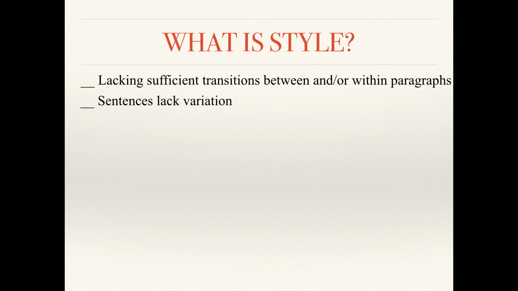You want to make sure that there are sufficient transitions between and within paragraphs, so your ideas are not choppy, they flow smoothly from one point to the next, both within and between the paragraphs. Your diction or word choice should be varied. If you're repeating the same word over and over again, you want to make sure that you look out for that in the drafting and editing stage, and you use some good synonyms while you're putting together that final polished copy.